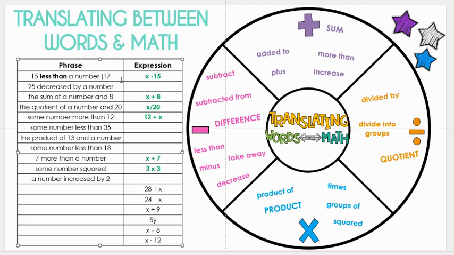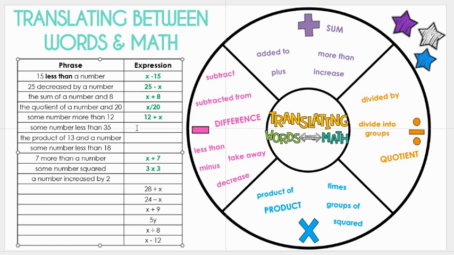So I'm going to get rid of that. 25 decreased by a number. So we have 25, and 25 is the number being decreased by something. Now, if we said 25 decreased by 3, okay, you have 25, you're making it smaller, decreasing it by 3, you would end up with 22. So you would have to start with the 25 and take away the 3.